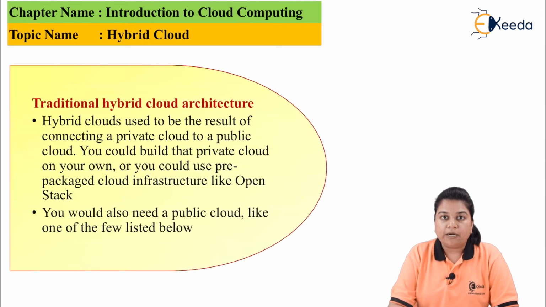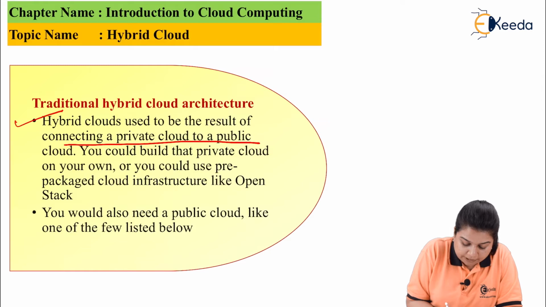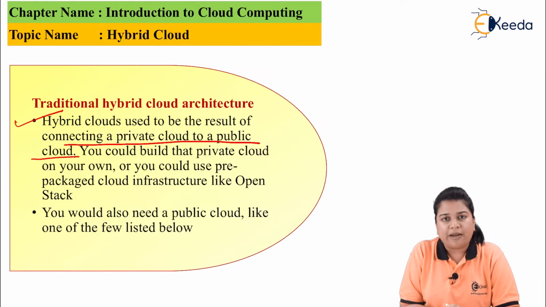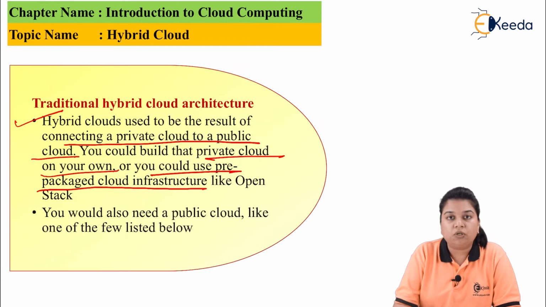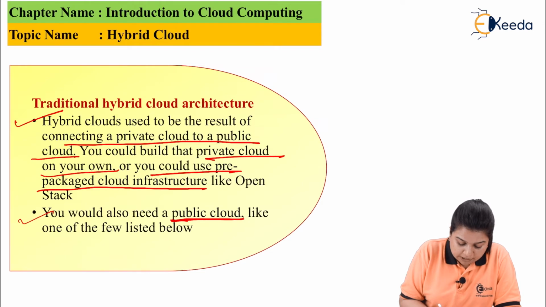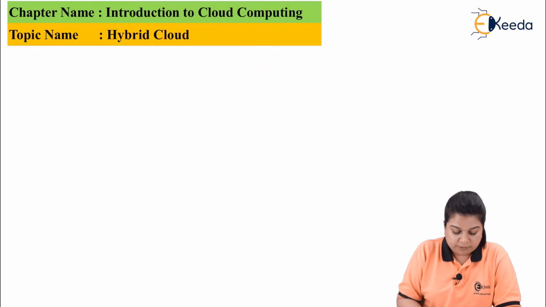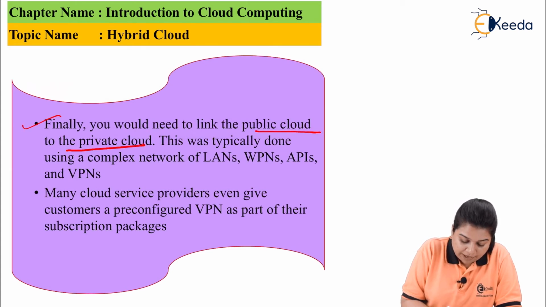Traditional hybrid cloud architecture also includes hybrid clouds that used to be the result of connecting a public cloud to a private cloud, or we can say a private cloud to a public cloud as well. You can build the private cloud on your own, or you could use pre-packaged cloud infrastructure like OpenStack. You would also need a public cloud, like one of the few listed below. Finally, you would need to link the public cloud to the private cloud.